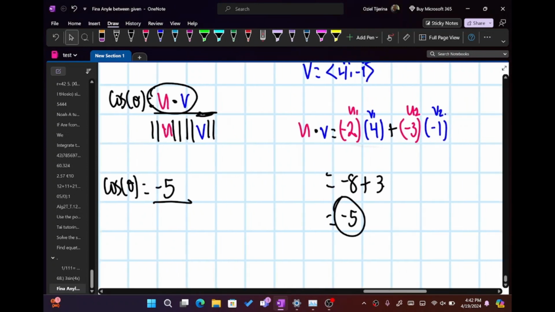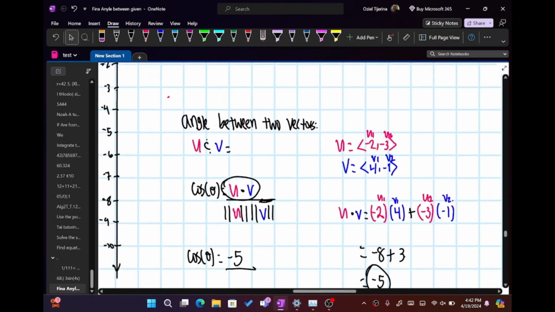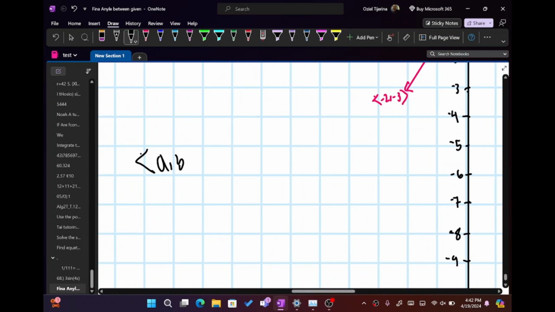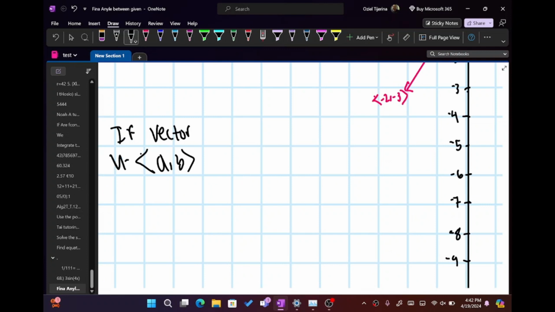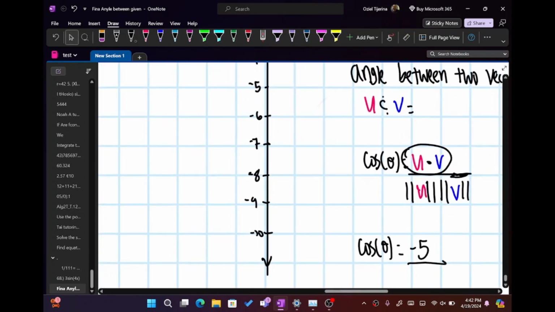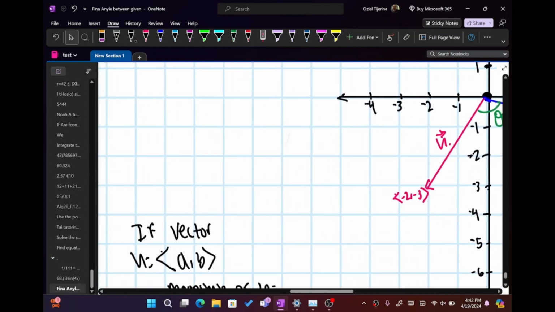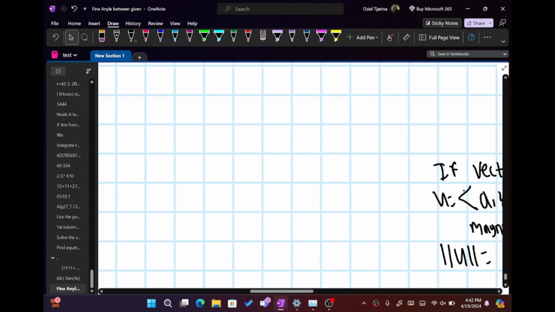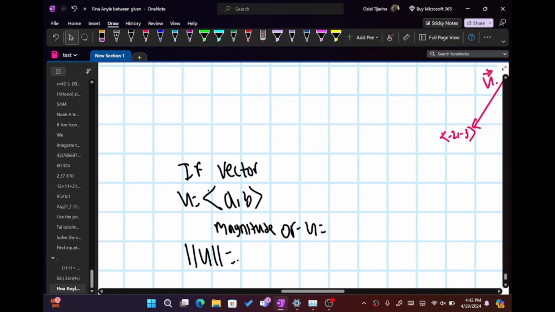So we're now going to find the magnitude of u and v. You want to remember that when we have a vector a comma b, if vector u equals a comma b, then the magnitude of u is equal to, and this is the notation we use for magnitude, the square root of a squared plus b squared. In other words, the Pythagorean theorem.